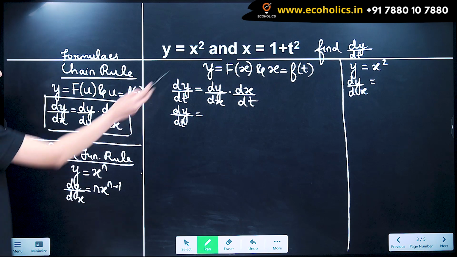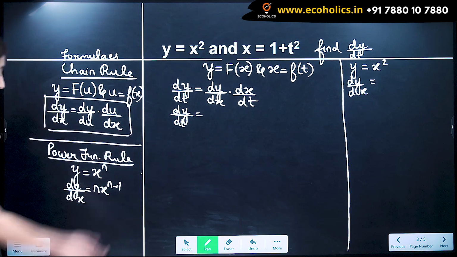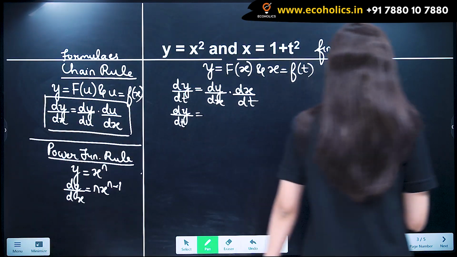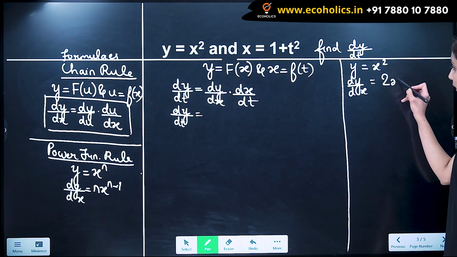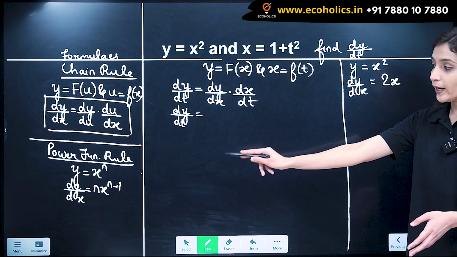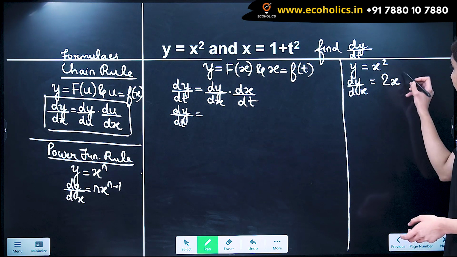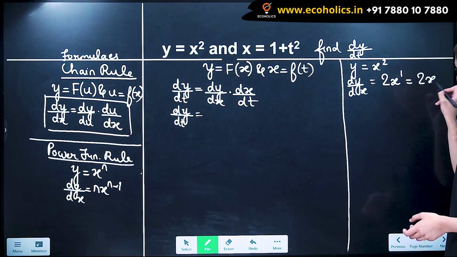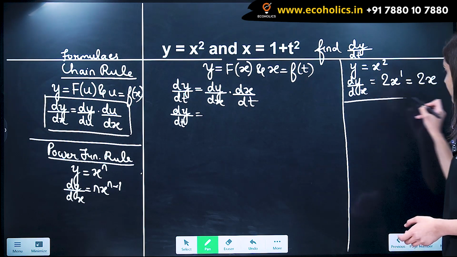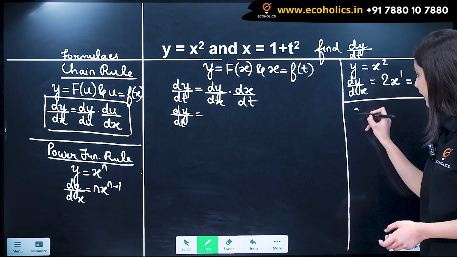So in that case we have n as 2. So let's see what we get. Here we have n as 2. So we get 2 x raised to 2 minus 1, which is 1. So this becomes equal to 2x.